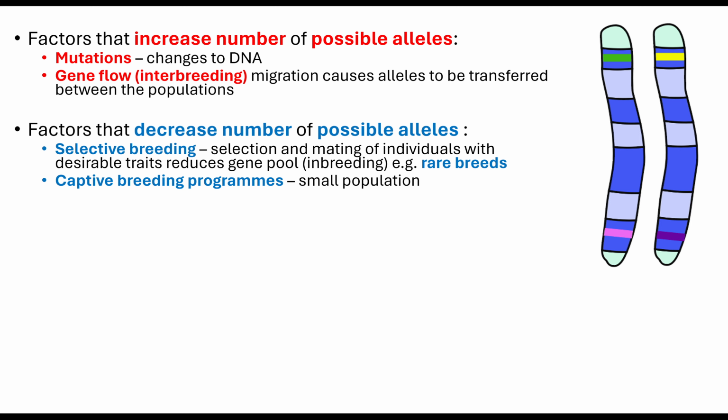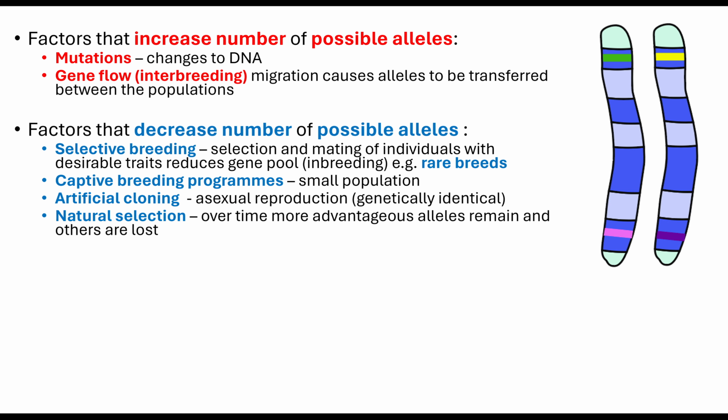The migration, if we were to bring a species in to try to increase the genetic biodiversity, that can help. But if we're just captively breeding in a program, we've got a small population, that will decrease that number. Artificial cloning, asexual reproduction, mitotic division, genetically identical organisms, therefore decreasing the number of possible alleles. Natural selection is going to decrease the number of possible alleles because over time, only those with the more advantageous alleles within the environment are going to remain. Others will be lost. That gene pool is going to decrease.